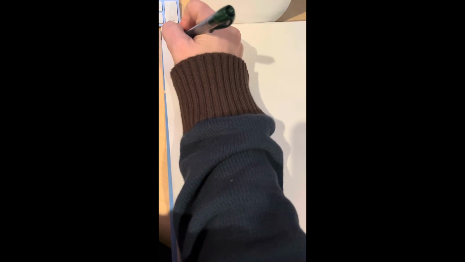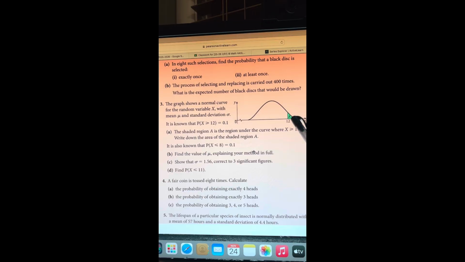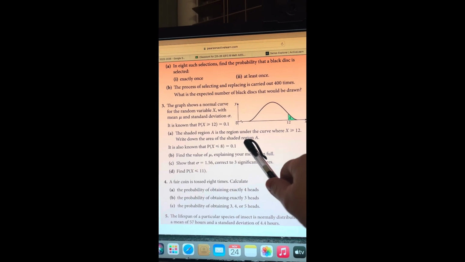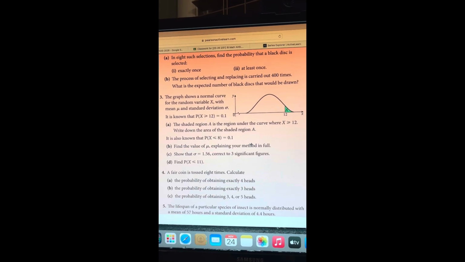Okay, this is the chapter 12 review, page 5, I think it's 513, number 3. So it says the graph shows a normal curve for the random variable x with average and standard deviation that's unknown. It is known that the probability that x is greater than or equal to 12 is 0.1. So that's that shaded part here. That's telling me the area over here is 0.1. So part A says the shaded region is that area. What is it? So the area is 0.1.